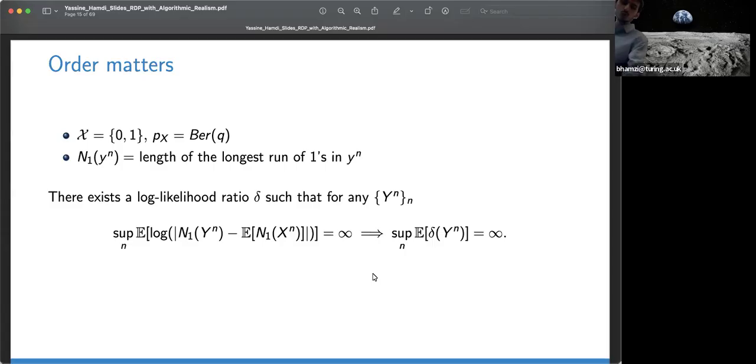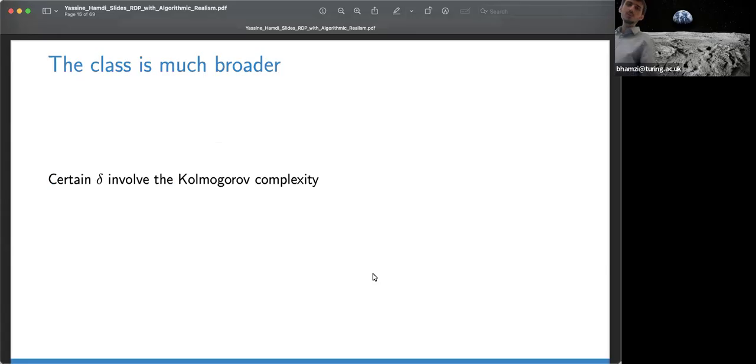And it goes beyond these simple operations. We know that we can construct something involving Kolmogorov complexity, which is not just about frequency and not just about the longest run of ones. It's much more than that. So log-log ratios look like they're very, very niche and special, but actually you can do pretty much anything.